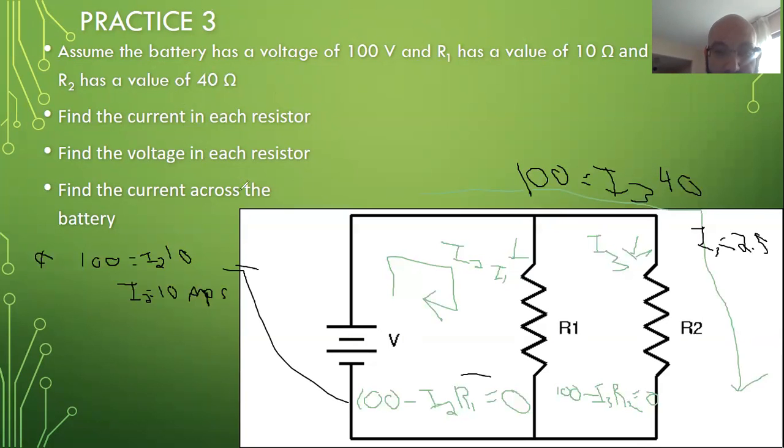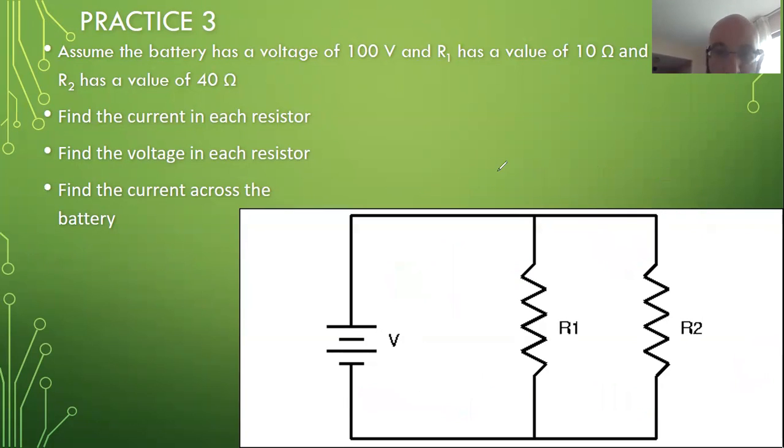Find the current across the battery. Okay, so I'm going to erase this and just redraw a couple little things here. Here's what we said. We called this current I2, and we said it was 10. And we called this one I3, and this was 2.5.